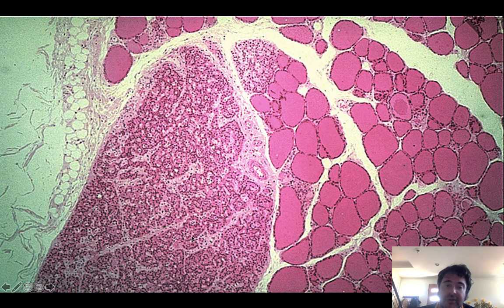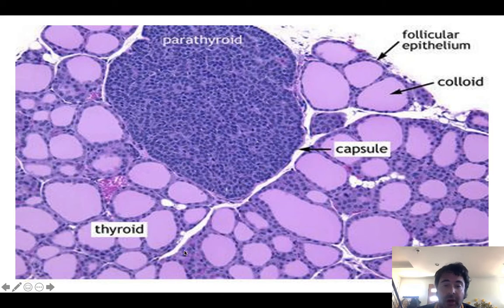Here you get these densely packed, dark staining cells. The cells that make up the functional component of the parathyroid gland are called chief cells. The parathyroid gland produces a hormone called parathyroid hormone, which is very important with respect to the regulation of blood calcium. Here we have a slightly different staining pattern, but we can still see the follicle, the colloid, and the delineation between these follicles and these densely packed chief cells in the parathyroid gland.